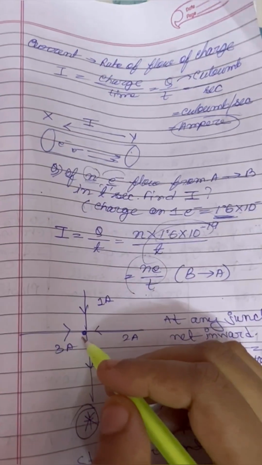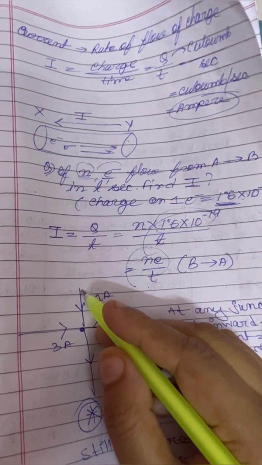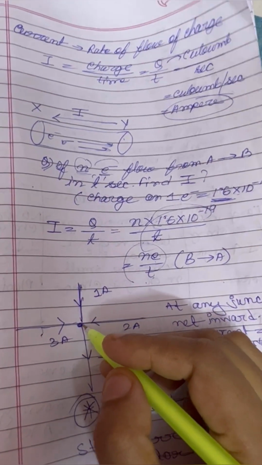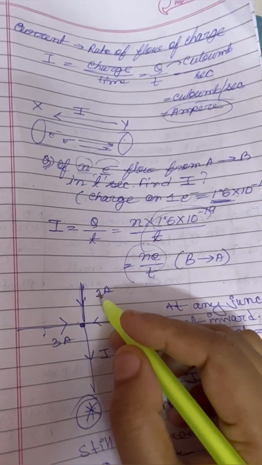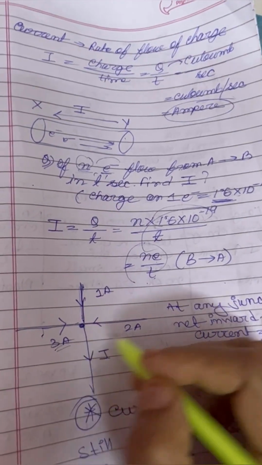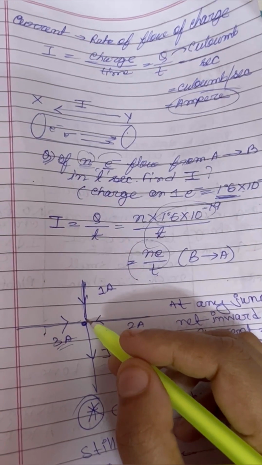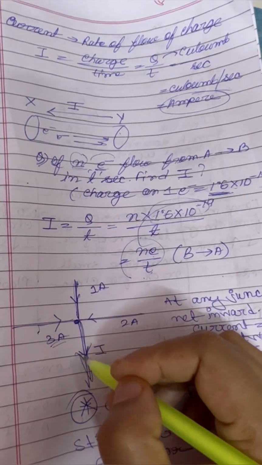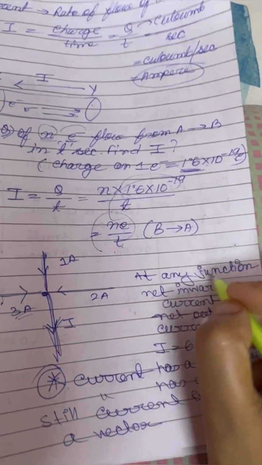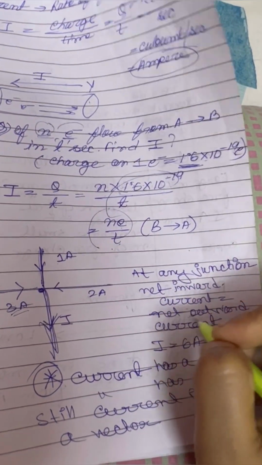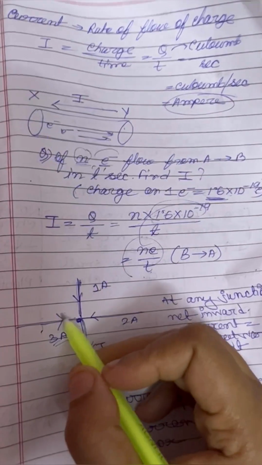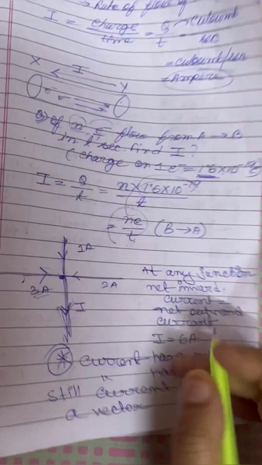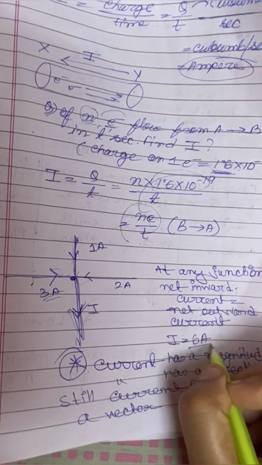Another thing: suppose current is coming from this direction 1 ampere, this direction 3 ampere, and this is 2. Always remember the charge will flow in this direction, I mean ultimately current will flow in this direction. At any junction, net inward current is equal to net outward current. So these are the inward currents and this is the outward current, so the outward current is equal to 6 ampere.